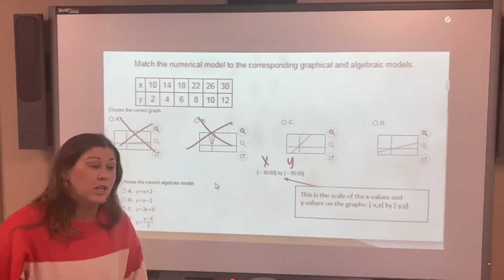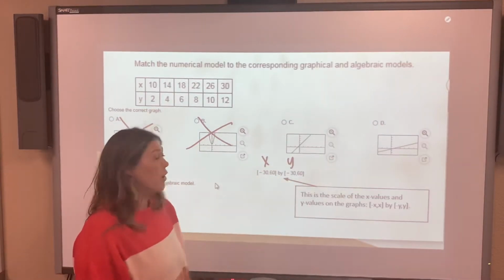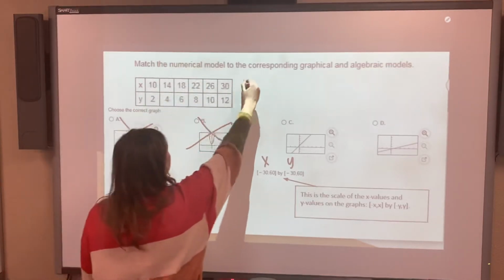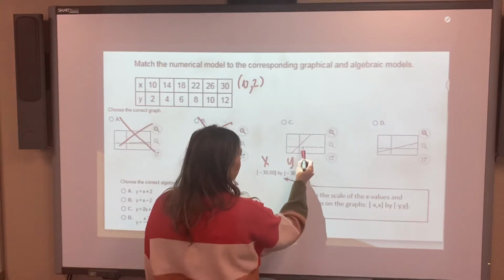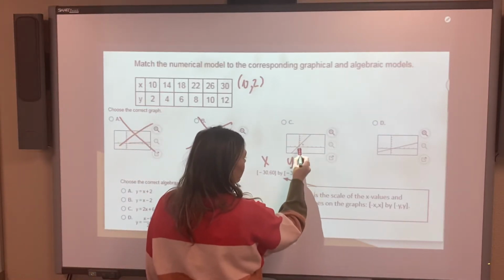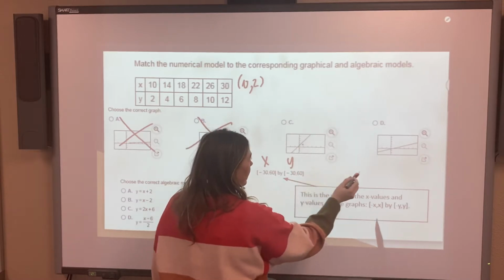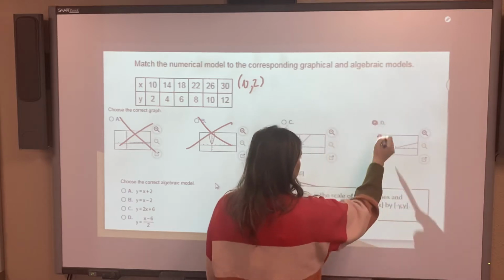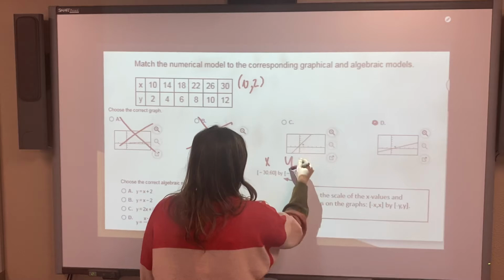Those are both linear, so I'm going to use my scale to help. At 10, 2, so the coordinate point (10, 2), 10 would be here and 2 would be right here. Notice this graph does not pass through that point. That's like 10, 20. Here, 10, 2 would be barely right there. And so we know our answer is D.